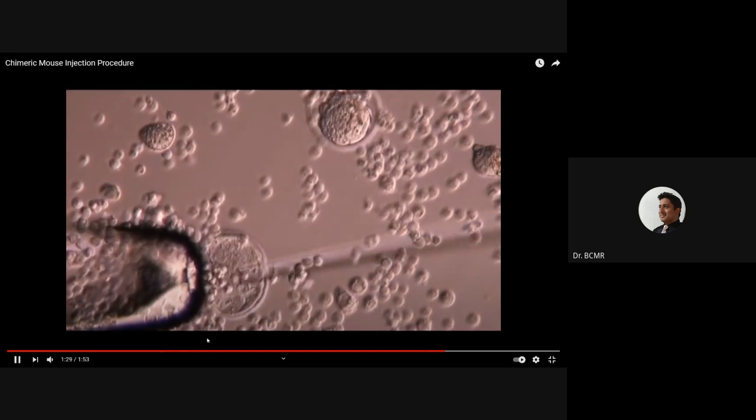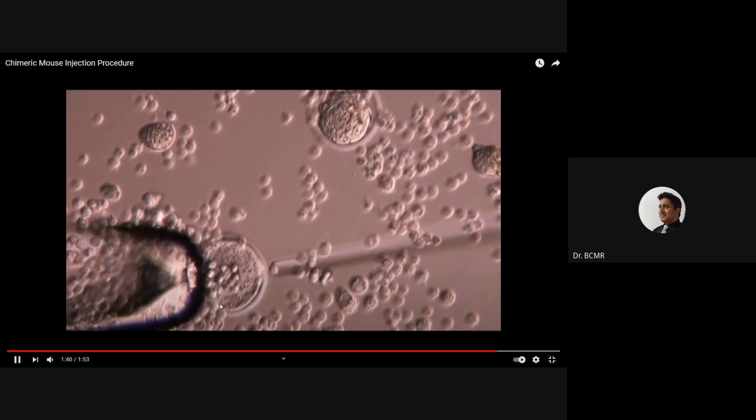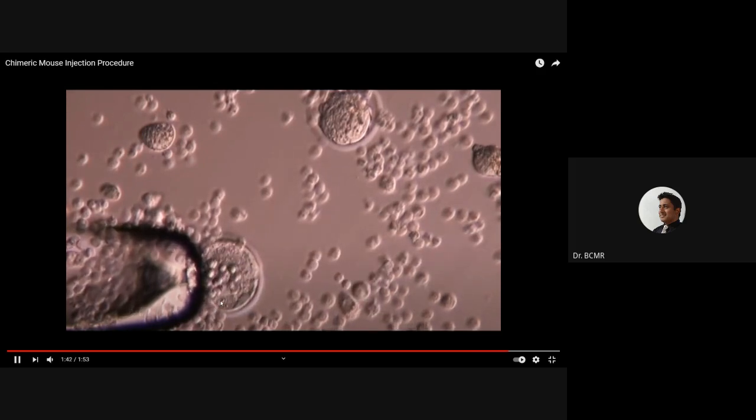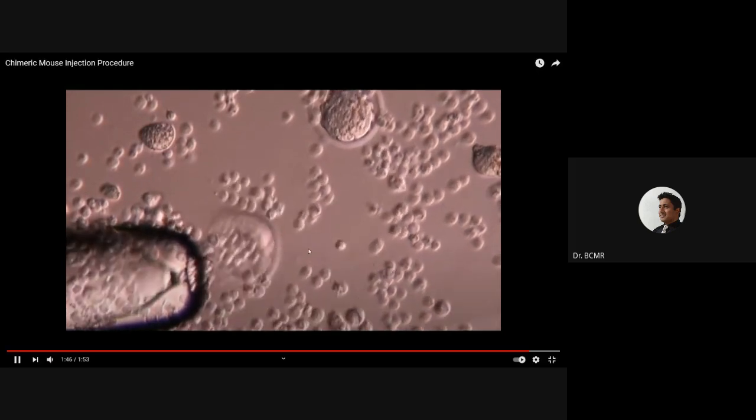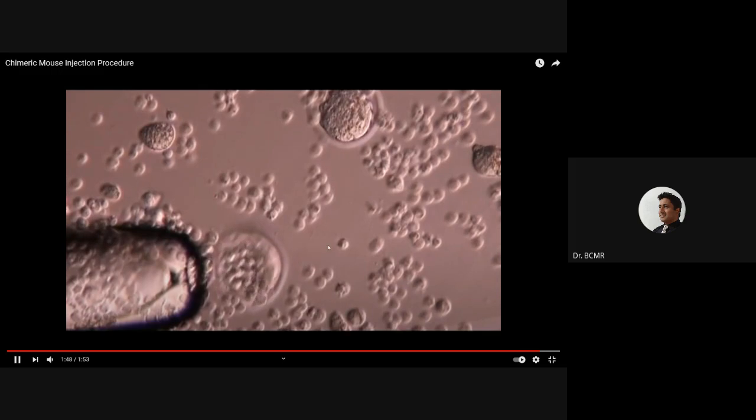And put in the cells in there. These are all very sophisticated techniques, and one would require a lot of experience doing these kinds of procedures.